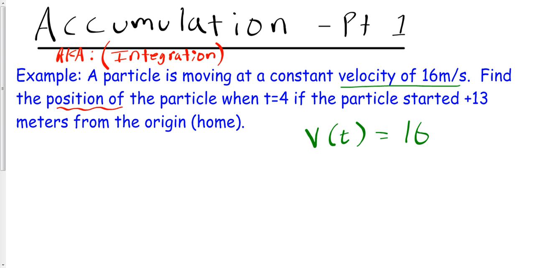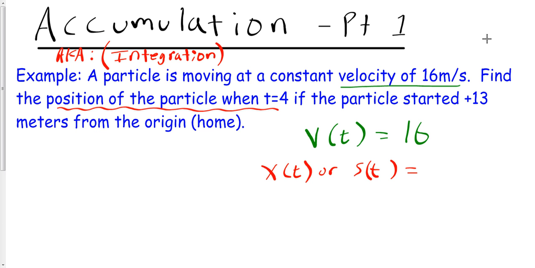So I just want to get the vocabulary down. I know you might have been able to do this in your head, but position is either s of t or x of t. We always say s of t, but it seems like the calculus exam has been saying x of t a lot lately. So I just don't want you to forget that it could be x of t, but I'm still going to stick with our tried and true s of t for position.